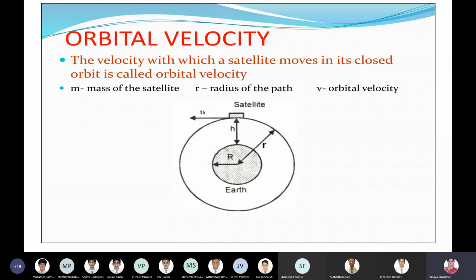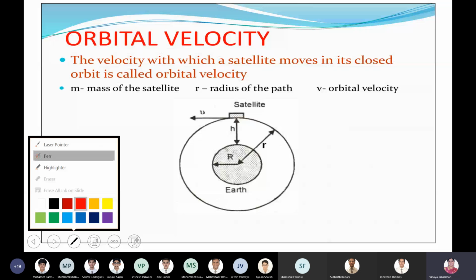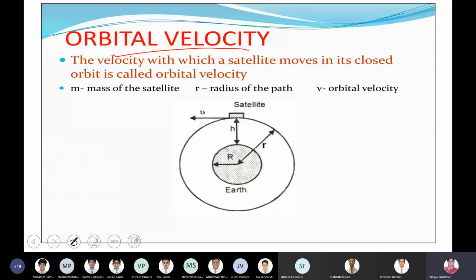Now, okay, boys. Do you have an idea? Will the orbital speed be different for different objects? Say I have two different satellites, right? Their masses might be different. Right? Will your orbital velocity be the same or different for different objects?